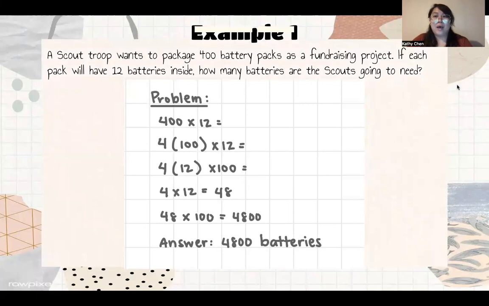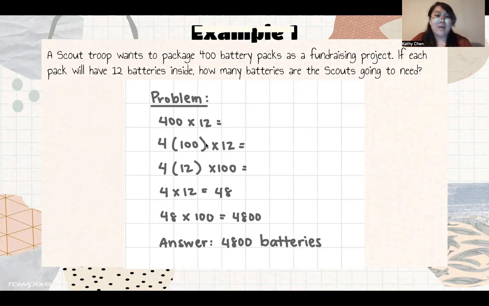So for example 1, we have this problem. A scout troop wants to package 400 battery packs as a fundraising project. If each pack will have 12 batteries inside, how many batteries are the scouts going to need? So what is this problem asking? It's asking us to multiply 400 by 12.